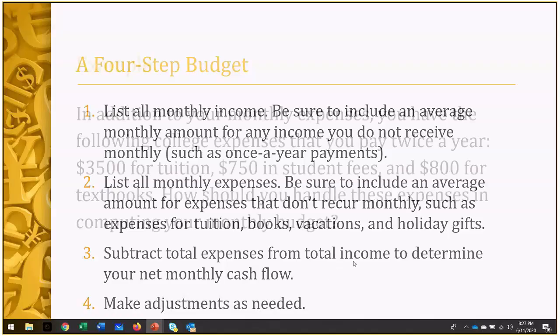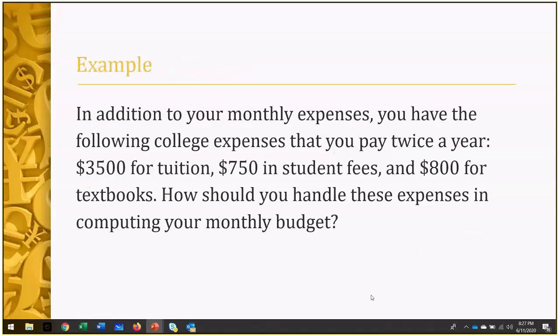Okay, so let's talk about how you would put something like this into a budget first, and then we'll look at the net monthly cash flow, sorry. So it says, in addition to your monthly expenses, you have the following college expenses that you pay twice a year: $3,500 for tuition, $750 in student fees, and $800 for textbooks. How should you handle these expenses in computing your monthly budget?